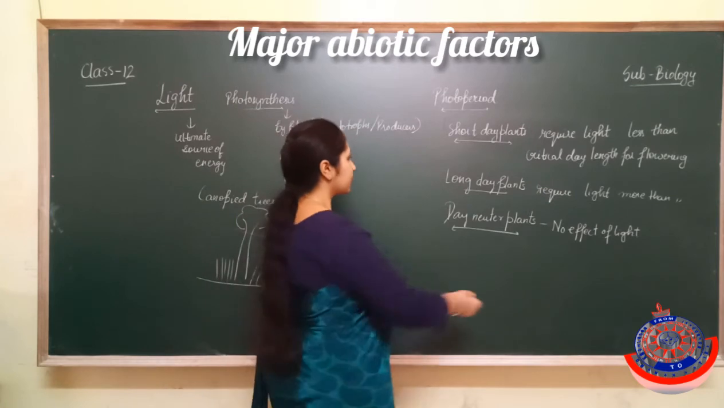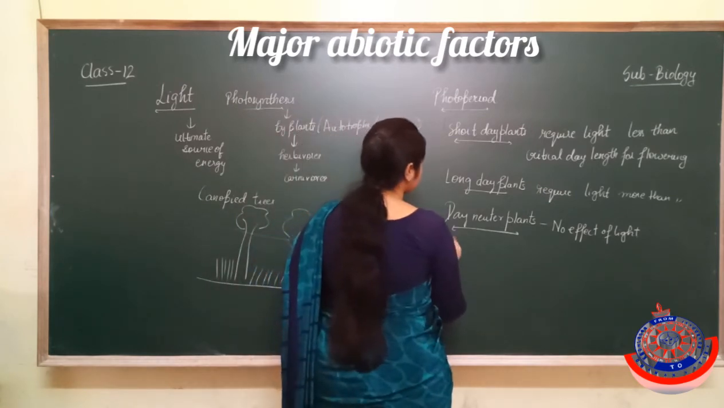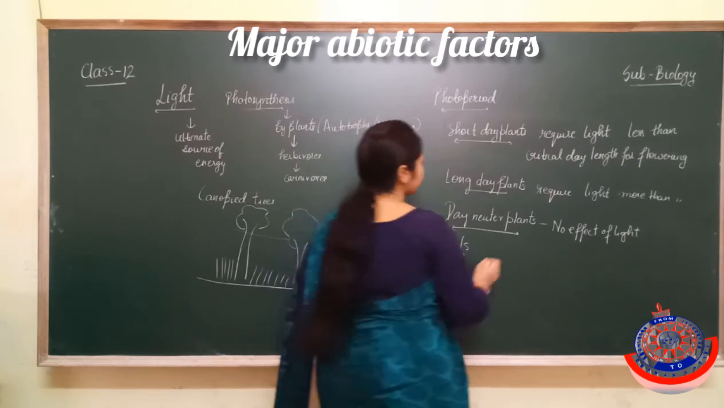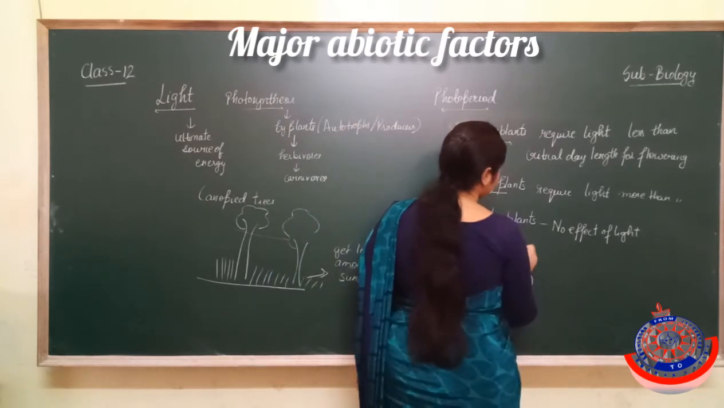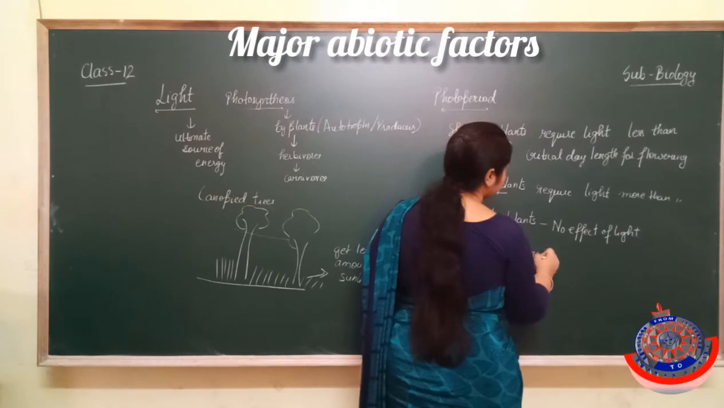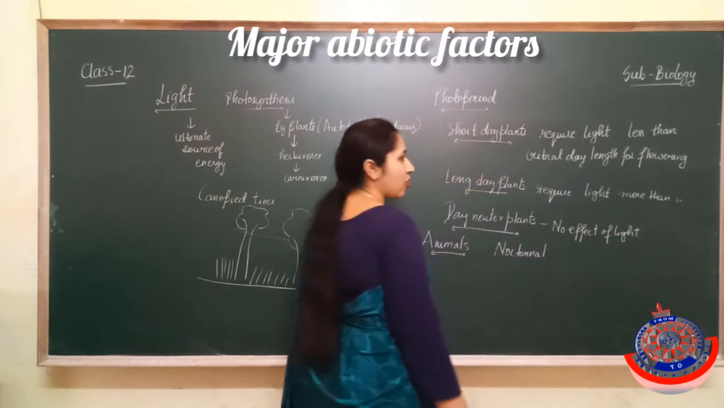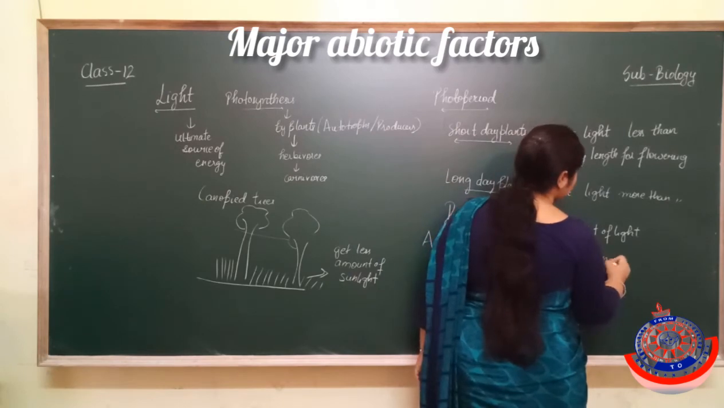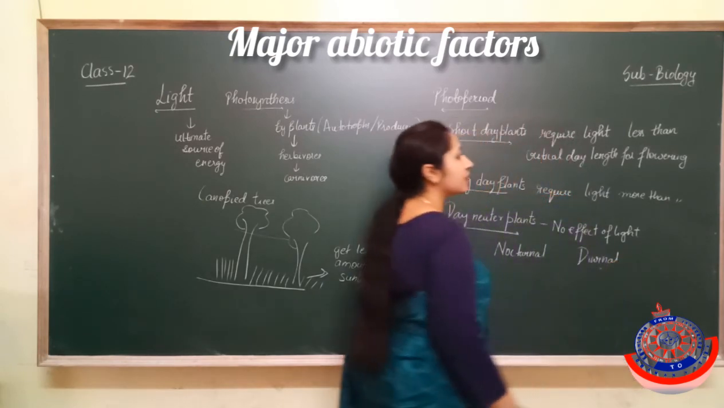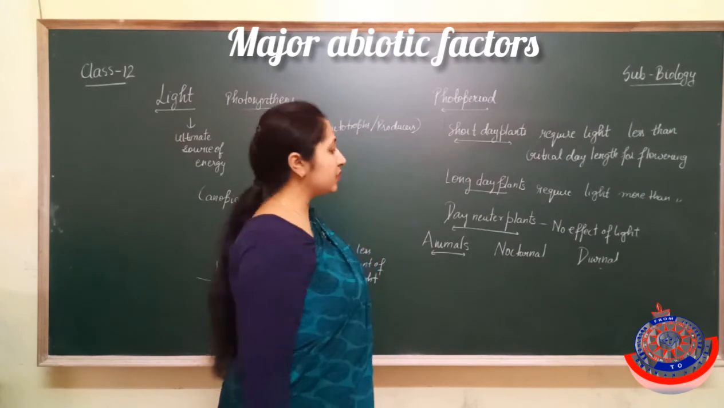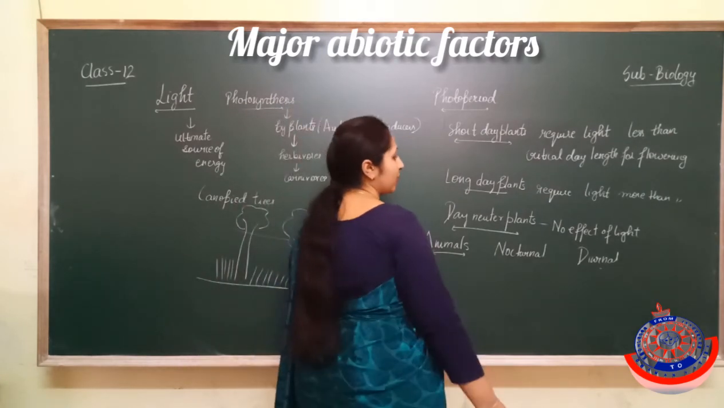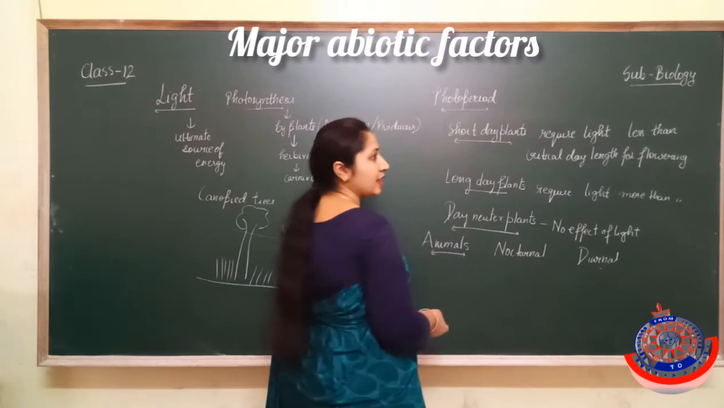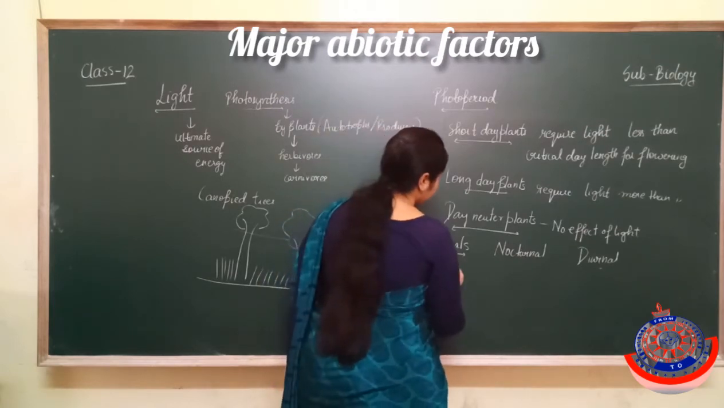Now next is the case of animals. Some animals are nocturnal, meaning they remain active at night, like the owl. Some are diurnal, meaning they remain active in the daytime, like human beings and most mammals. Next, animals require light for reproductive activities.